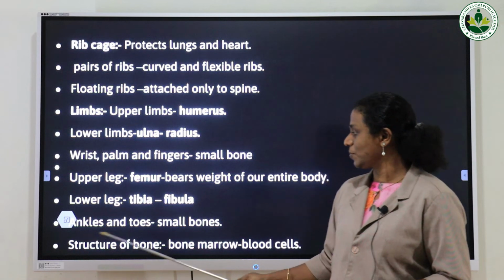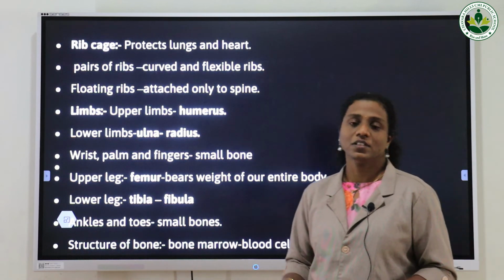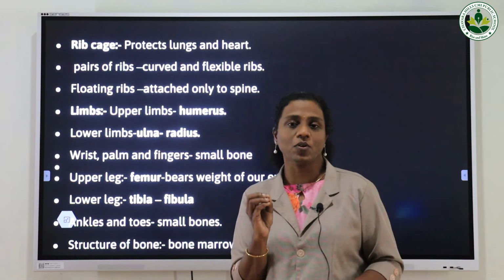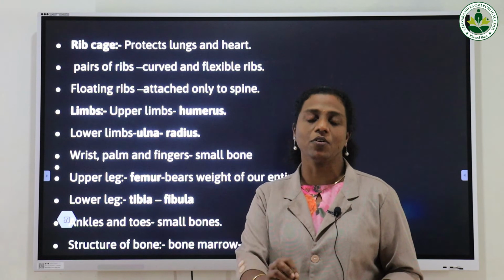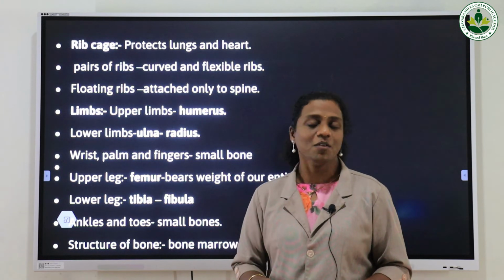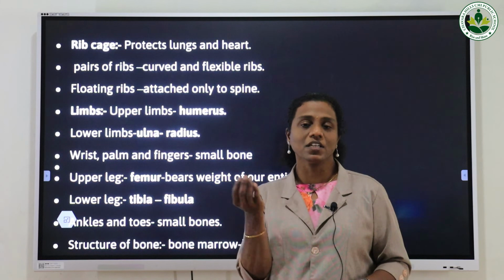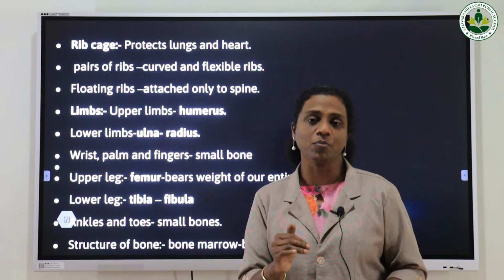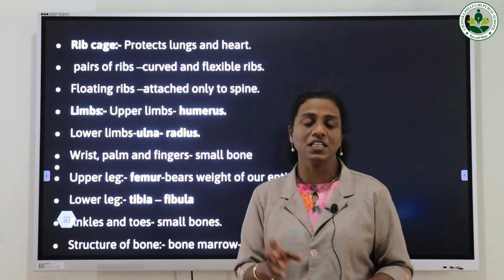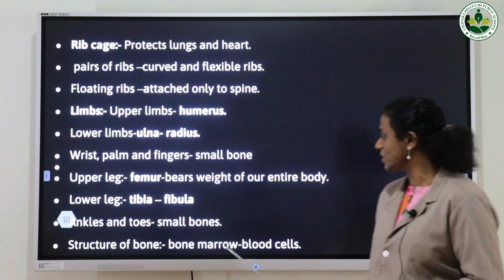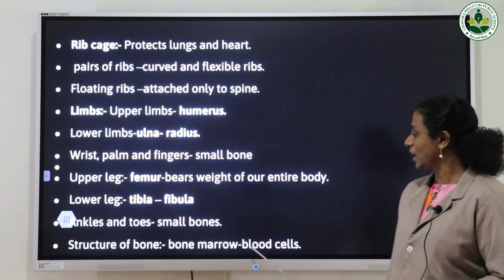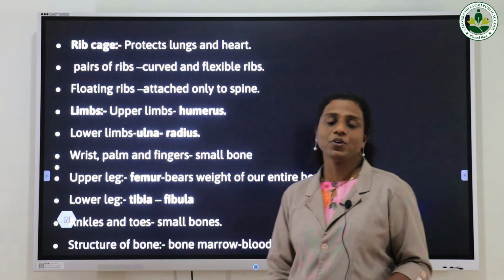Then the last topic is about the structure of bone. Inside, bones have small holes for nerves and blood vessels to enter. If you check the inner portion of a bone, we can see a jelly-like substance, and that is known as bone marrow. And the blood cells are produced here.